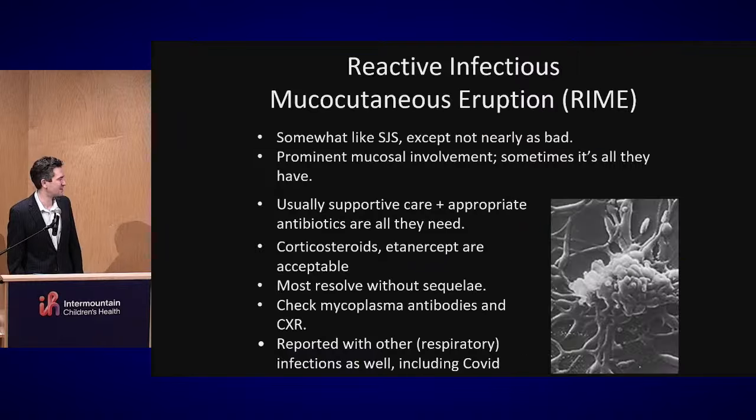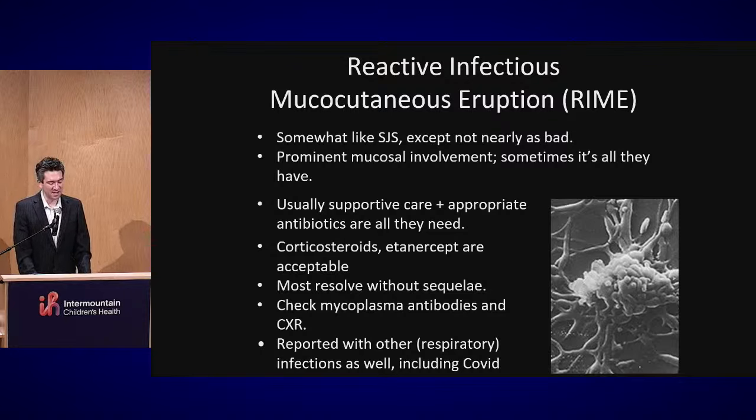And there's the source. So reactive infectious mucocutaneous eruption, kind of like SJS in the fact that it affects mucosal surfaces, but it's not nearly as bad. And the fact that RIME exists has really complicated dermatology literature in this space for like 100 years because people used to think SJS and RIME were the same thing. It was only about 15 years ago that we realized they're actually different entities. And so anything published before about the year 2000 or 2010 is suspicious if it involves SJS.